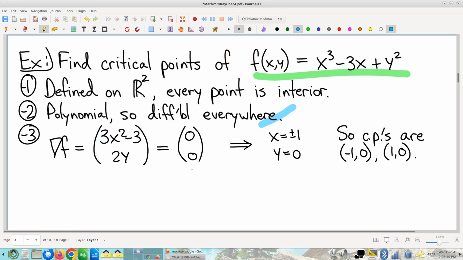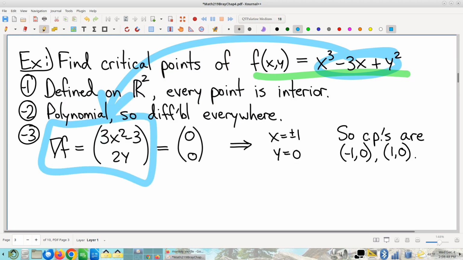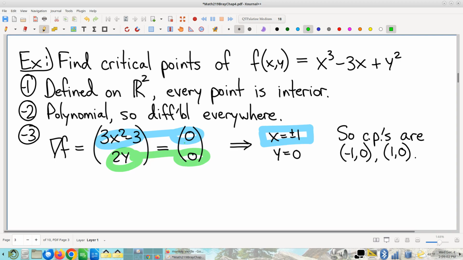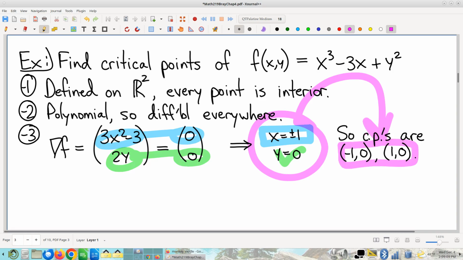Lastly, where is the gradient equal to 0? Well, take the gradient, set it equal to 0, and solve for x and y. And again, this is just a very plug and chug thing. Notice this first equation means x is going to have to be plus or minus 1. Notice the second equation tells me that y is going to have to be 0. And there's really only 2 points that can do that, and those are these 2 points right here. So we've just found all the critical points of that function.